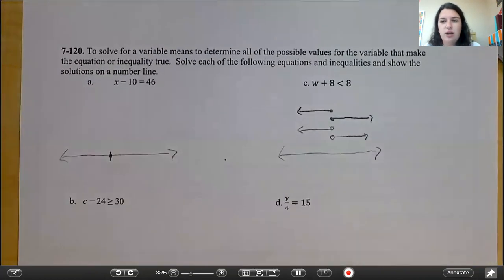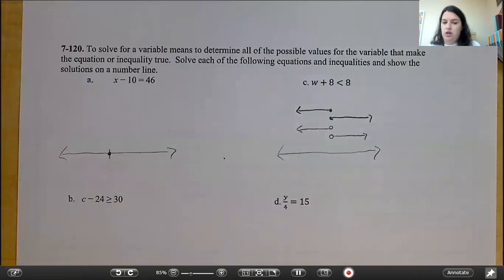I would like you to try these, try graphing them. This is going to be something that we save to talk about in class.